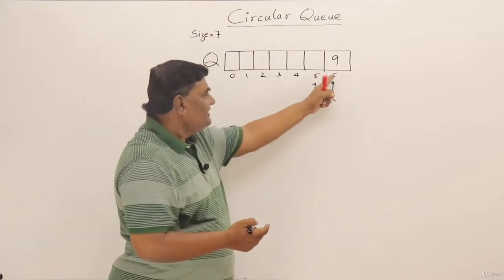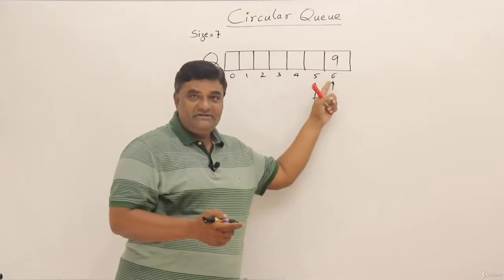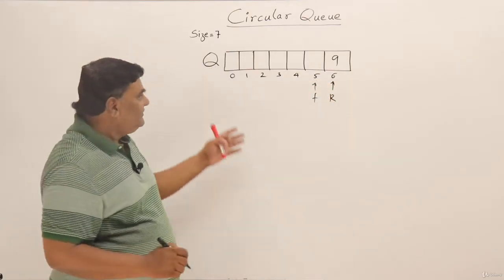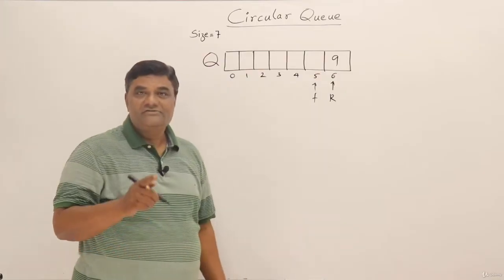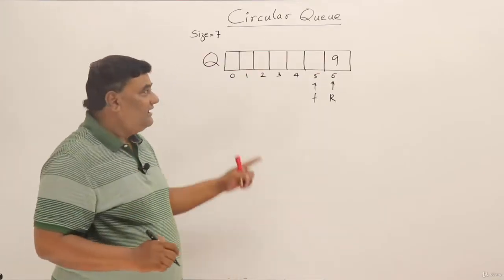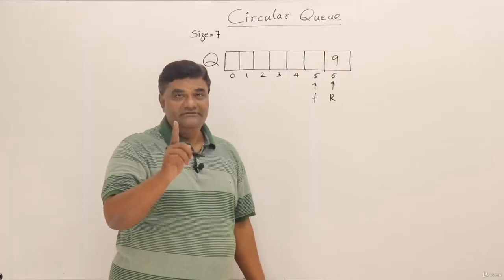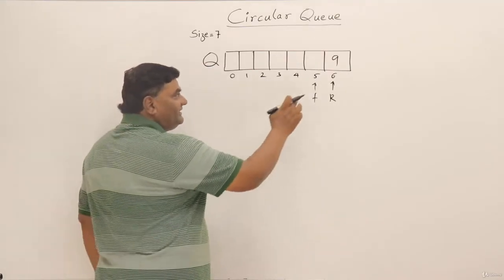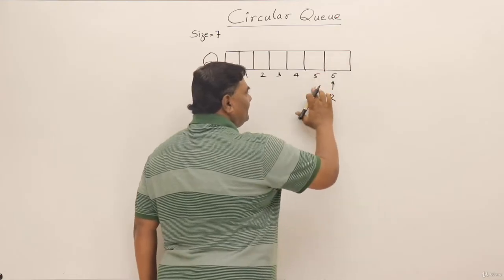Rear is equal to size minus 1, that is 7 minus 1, here 6. Queue is full. I cannot insert an element, though there is a lot of space free. So it means, second point, every location can be used only once. I cannot reuse them.